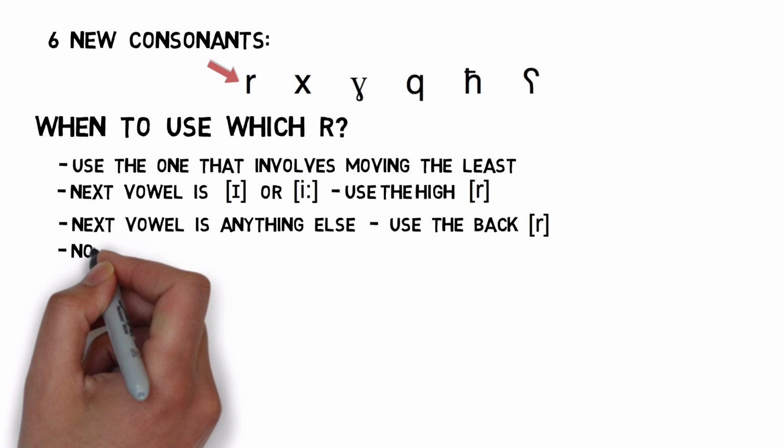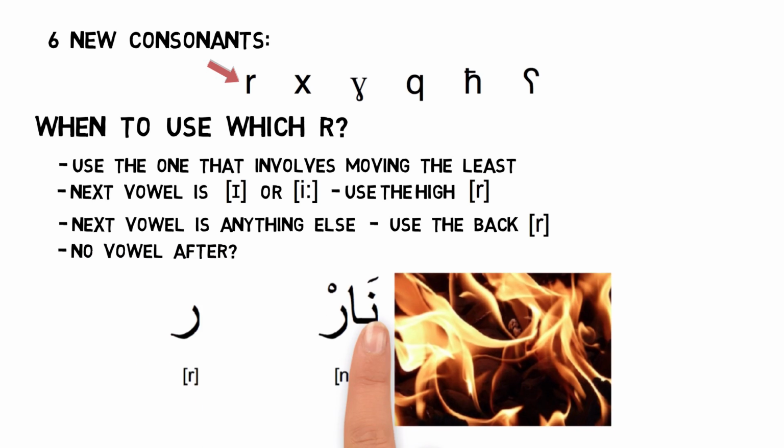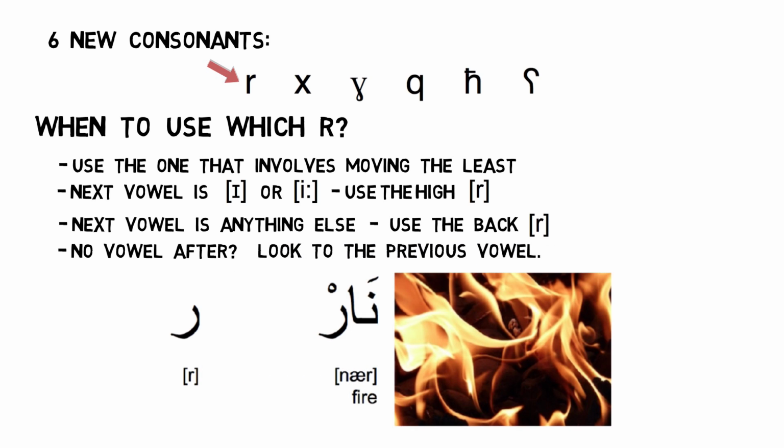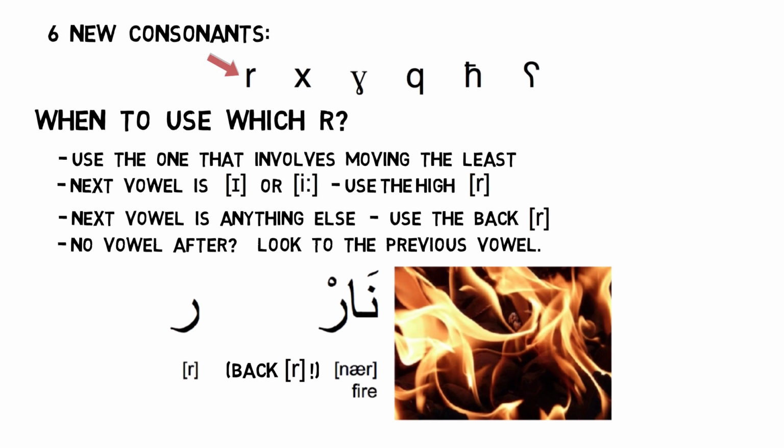And if the R has no vowel after it, like in NAR, then you do the R that's closest in position to the vowel that comes beforehand, NAR. You'll find that this isn't something you need to think much about. It'll come pretty naturally, especially once you know that the two R's exist, which is why we're talking about it right now. For the rest of our consonants, we're going to play around in the back of your mouth.